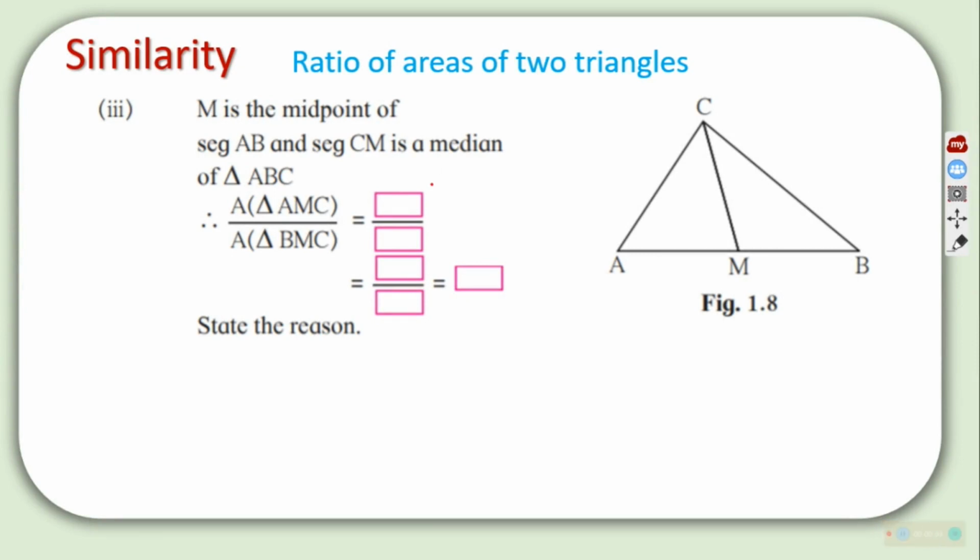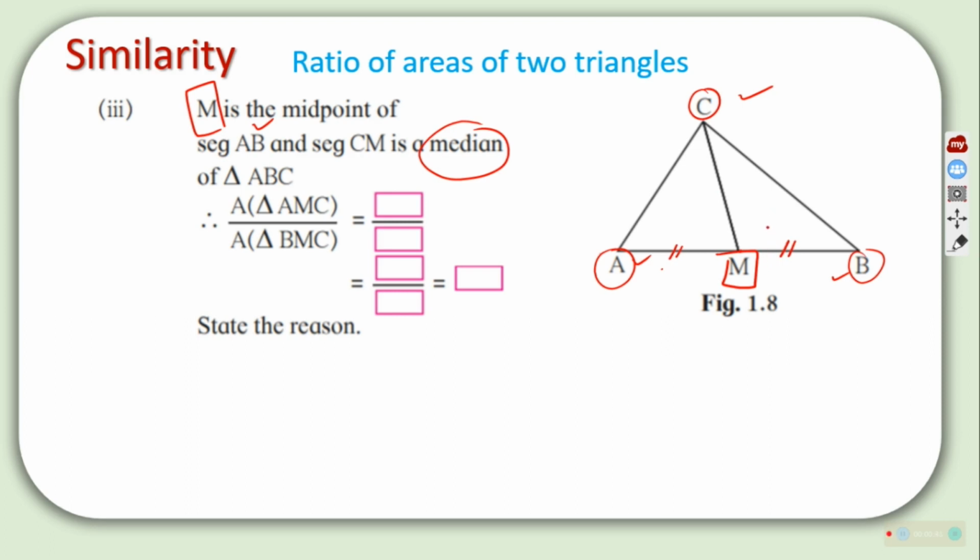Here comes the next one. It is given that M is the midpoint of segment AB, and segment CM is the median of the triangle ABC. This is the triangle ABC, in its side AB, M is the midpoint, that is AM is equal to BM.